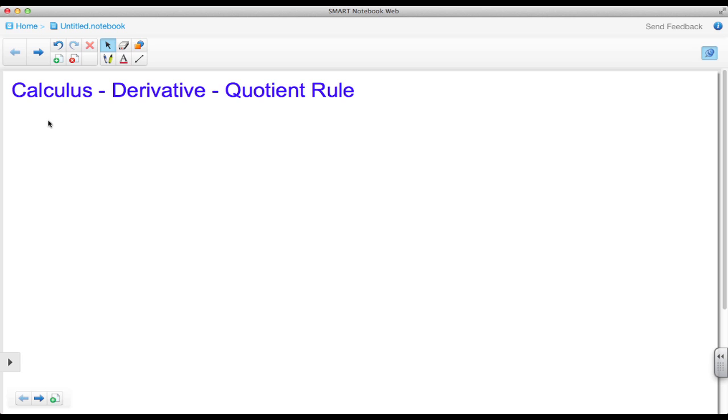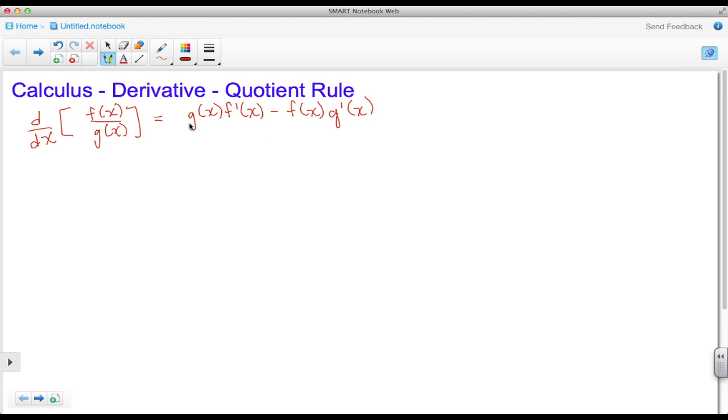Today we're going to look at the quotient rule, which is a shorthand method to using the difference quotient. With the quotient rule, let's write this using the derivative notation. Let's say d by dx of f of x divided by g of x, and the shorthand rule for coming up with this derivative is g of x times f prime of x minus f of x times g prime of x, where this entire quantity in the numerator is to be divided by g of x raised to the second power.